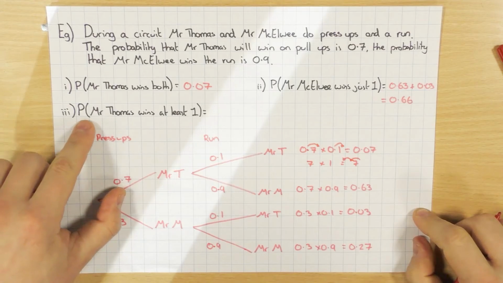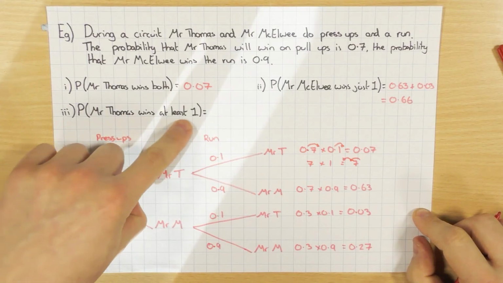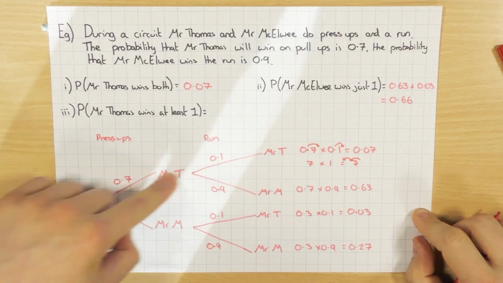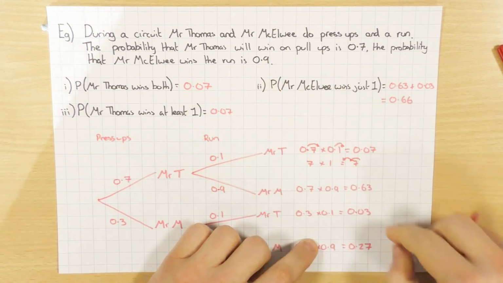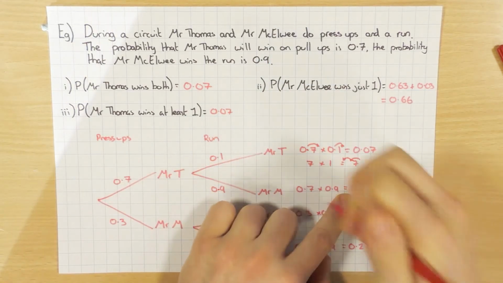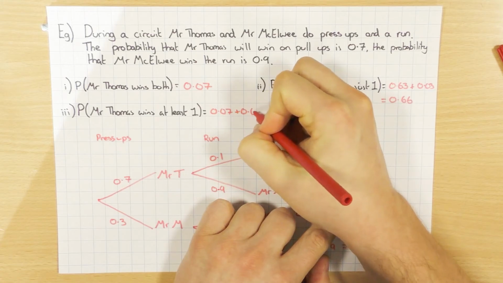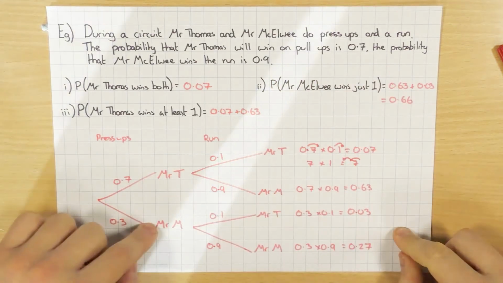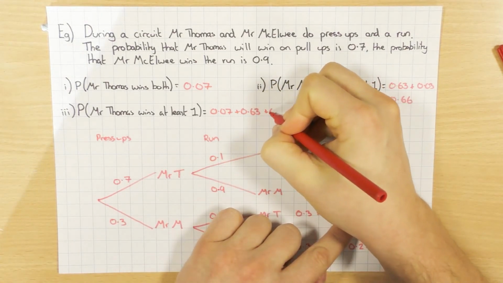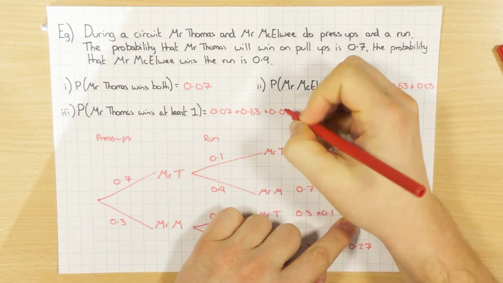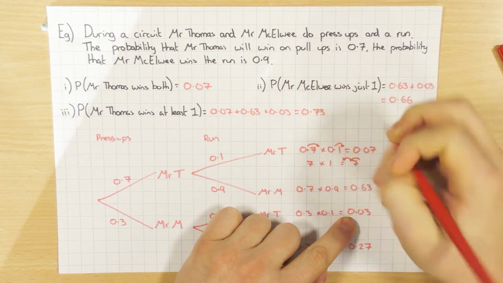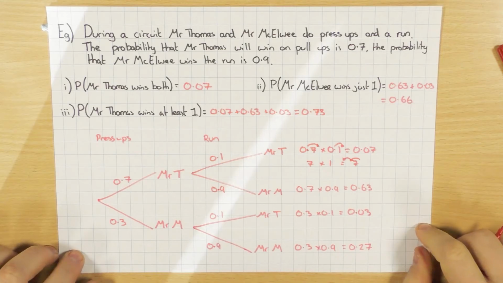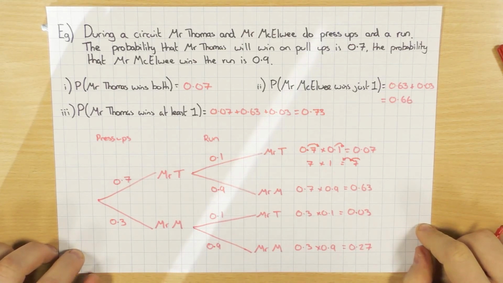And the final one here, probably that Mr. Thomas wins at least one. So we could have win-win, which would be 0.07. You could have win-lose, which is 0.63. Or he could lose-win, which is 0.03. And if we add them all together, we have 0.73. Okay, so that's just an example using decimals.